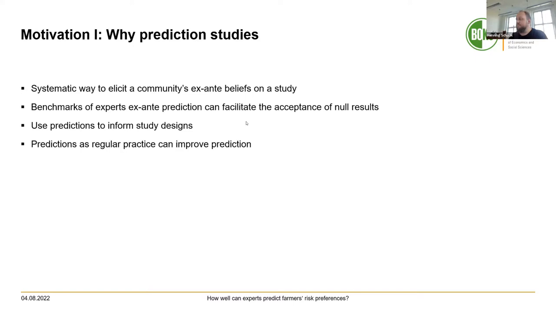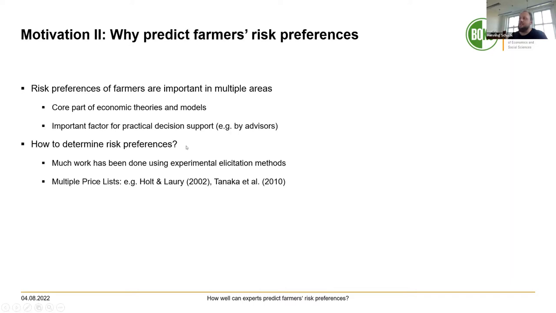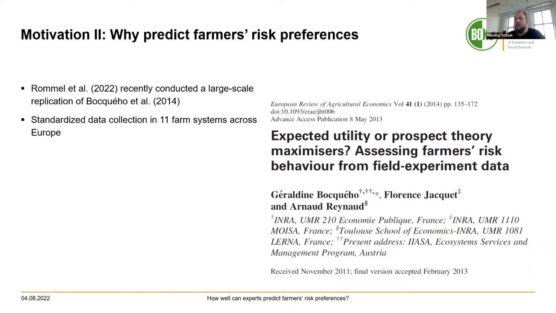Why are we interested in predicting farmers' risk preferences? Well, obviously, it's important for economists and advisors to know about risk preferences of farmers, and there has been extensive literature on how to determine risk preferences, especially in the experimental realm with multiple price list methods, for example, the Holt and Laury method, the Tanaka et al. method, among the most prominent ones. And recently, Rommel et al. conducted a large-scale replication of a previous study which applied this Tanaka method.